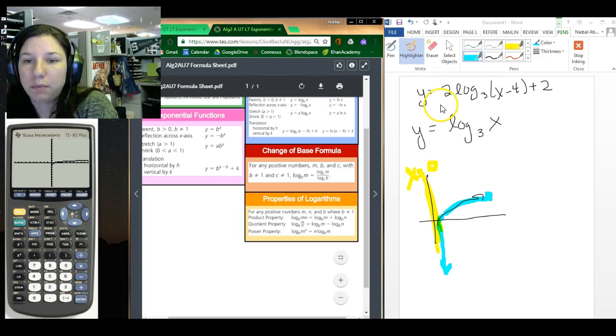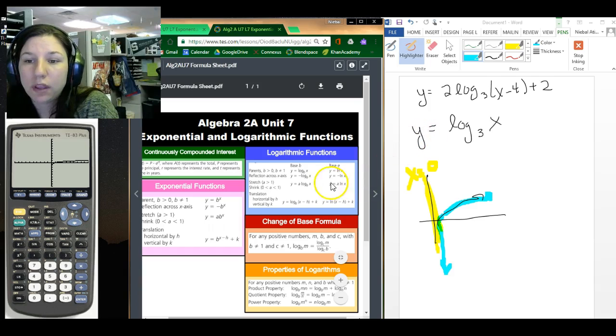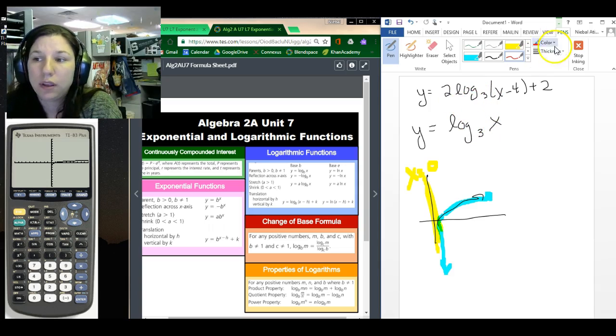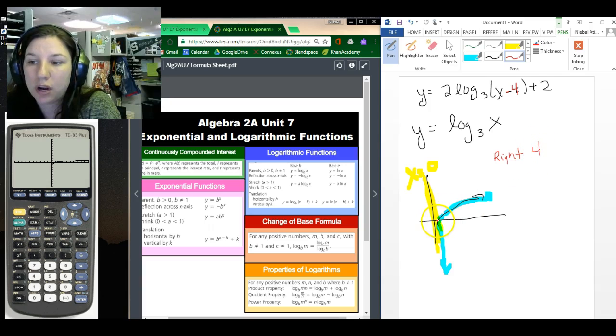So here we're going to compare the parent function, and if you use your formula sheet, we have all of the transformations explained as well. So you can use this to also help you out. So if we're comparing the basic function to our new function, we're subtracting 4 from the x. That's new. So what does that do? It moves the graph to the right 4. So instead of starting here at 0, it's going to start over here at 4.